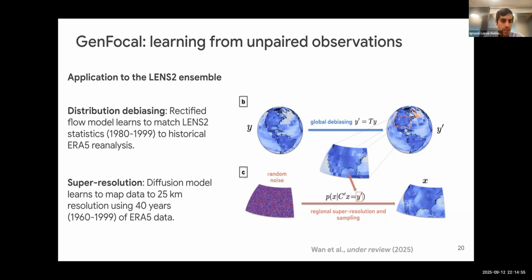And going a bit deeper into the method for the two stages, the first stage, so the distribution debiasing stage at the coarse scale, we've used a rectified flow model that learns to match the LENS2 statistics for the last two decades of the 20th century to historical ERA5 reanalysis. So we learned this distribution matching from historical data, but we also applied it into the future.